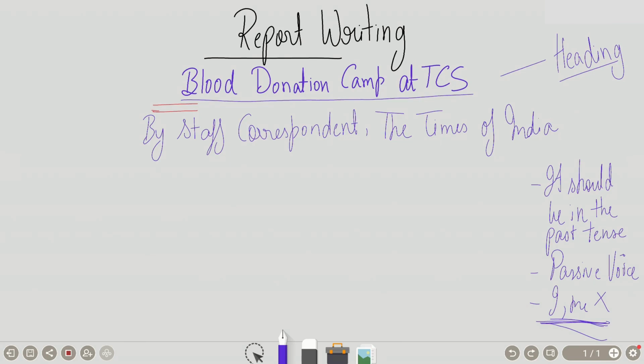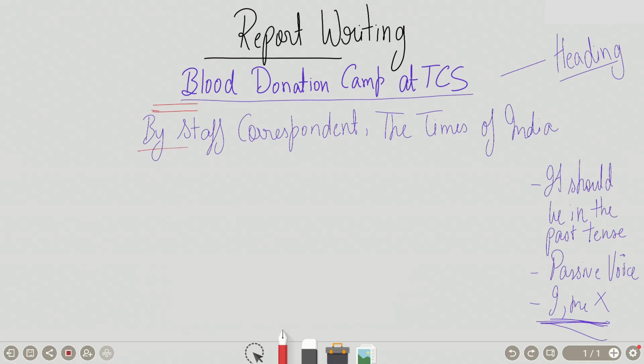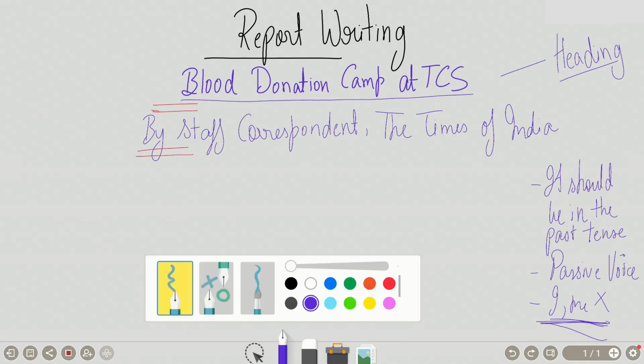So this is the heading, and this is the issuing authority: by whom it has been issued, like by staff correspondent. If some name is given, then you will add the name also, for example Arun, Shubham, anything you want. Then how will you start? Next, suppose blood donation camp at TCS in Uttar Pradesh, in Mumbai, wherever it is. Suppose Uttar Pradesh is given in the question. After by staff correspondent, we will leave one line again and start writing here.